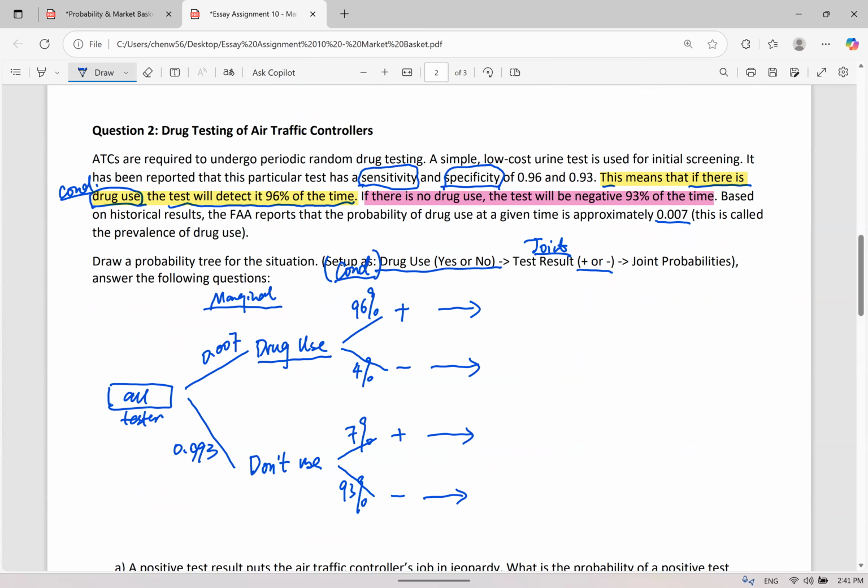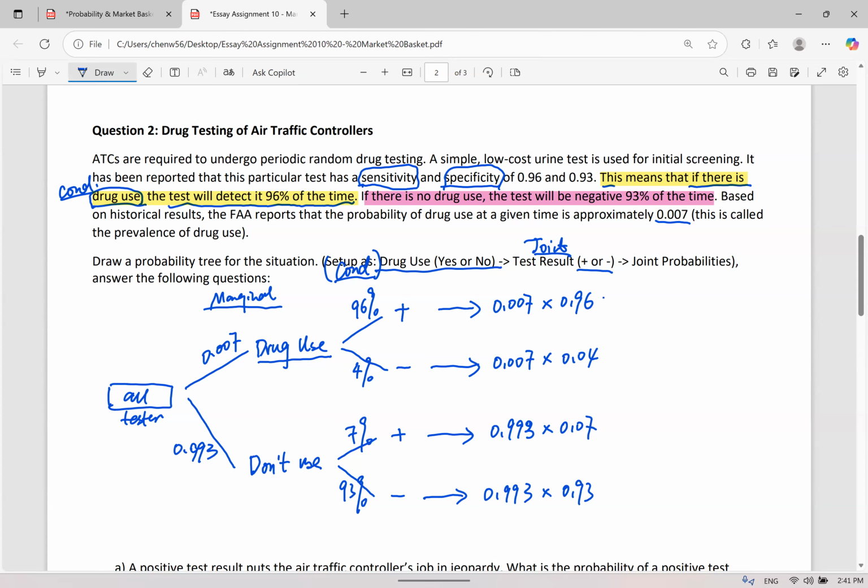So what we have would be marginal times conditional, right? Next one, marginal times conditional. Next one, marginal times conditional. Marginal times conditional.